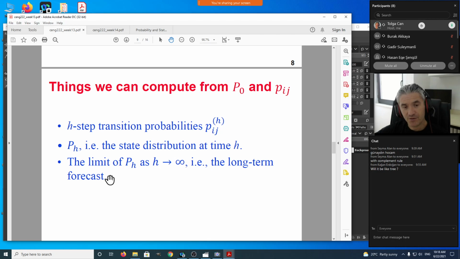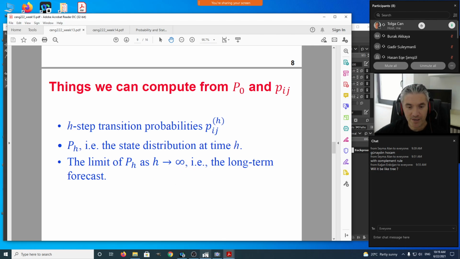Here is something that is interesting. What will happen when we take the limit of this time step to infinity? What will happen if I continue doing these transitions again and again and again? What is the long-term forecast when H becomes infinity? What is the probability to become rainy at infinity? What is the probability to become sunny at infinity? The limit can be computed by solving a system of linear equations, actually. You're going to see that.